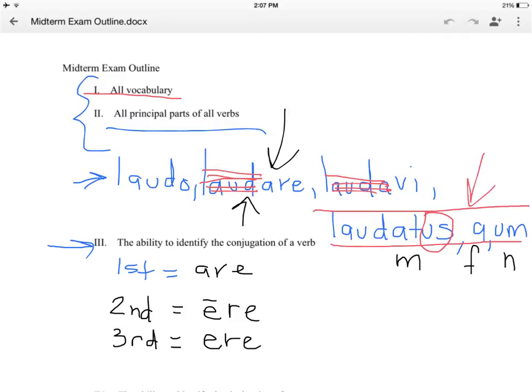The 2nd principal part is really the key to this class so far as what you know for verbs. So if it ends with an A-R-E, it's a first conjugation. That's tested specifically on the quiz. If it ends with a long E-R-E, it's a 2nd conjugation verb. At this point, you don't have any third or 4th conjugations, but they will come up later in the class. Be aware of that. There's also a 3rd and a 4th conjugation, but you haven't learned them at this point.